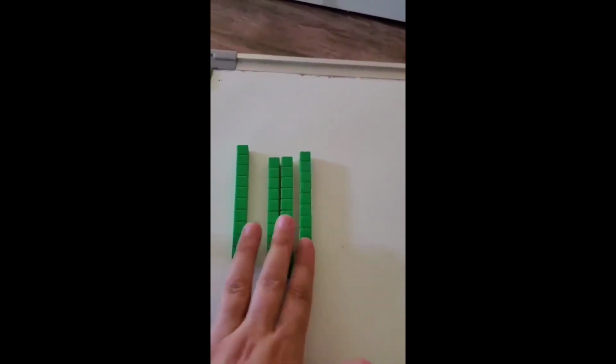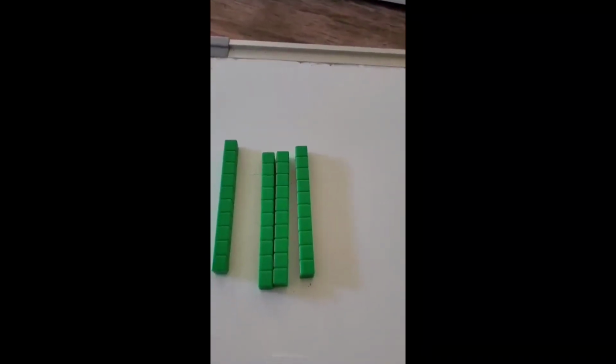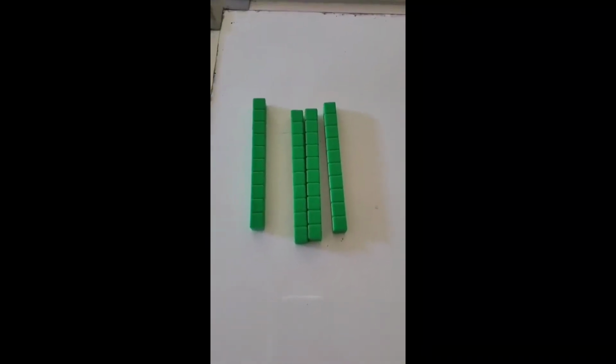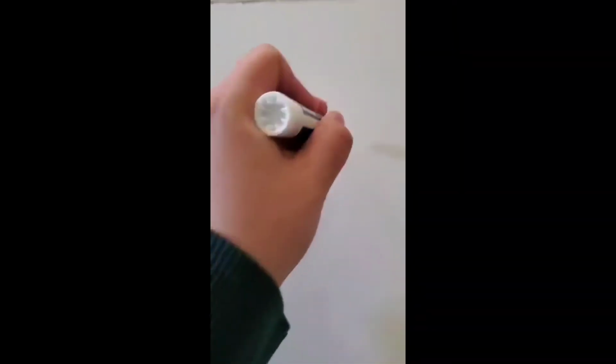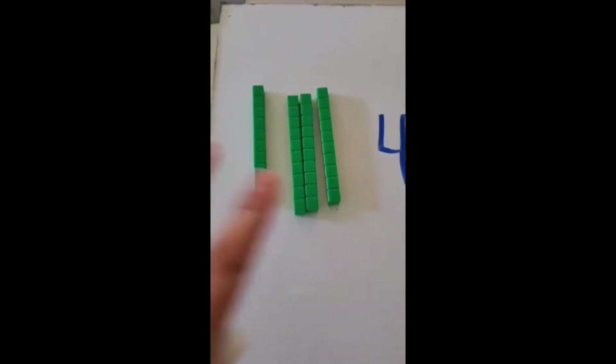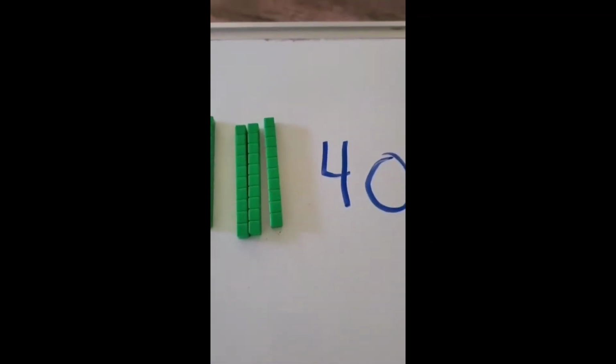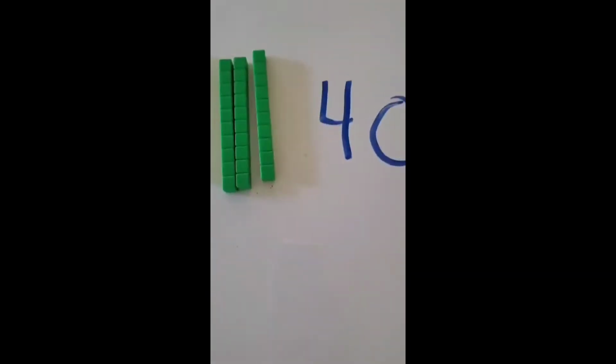So I have an example to show you, and I want you guys to tell me how many rods are in the sample that I'm giving you, okay? So how many rods are here? You're right, there is 4. How many units are there all together? You're right. It's 40. Awesome. Now I'm going to give you another one.